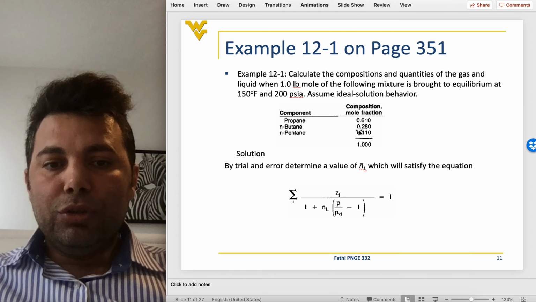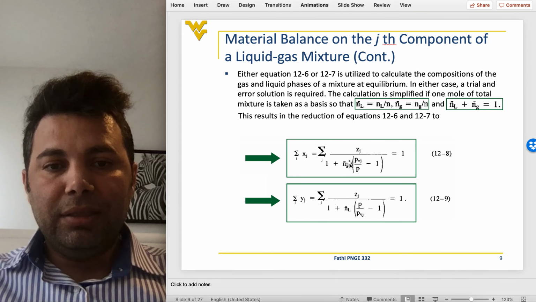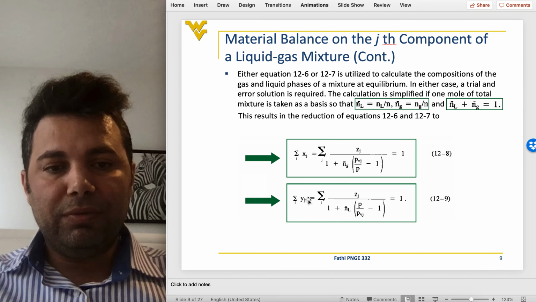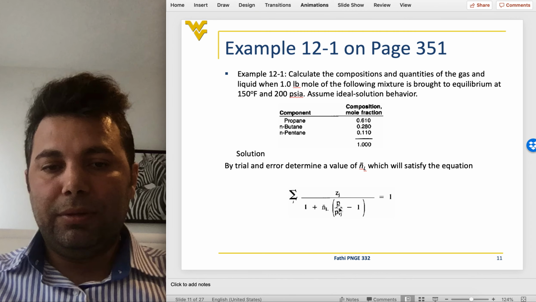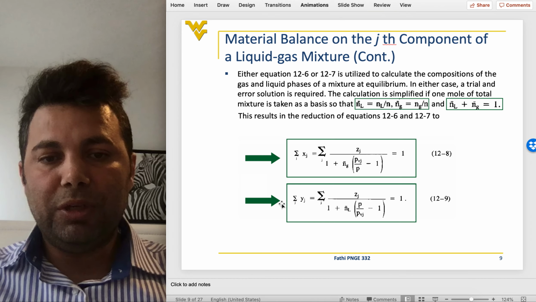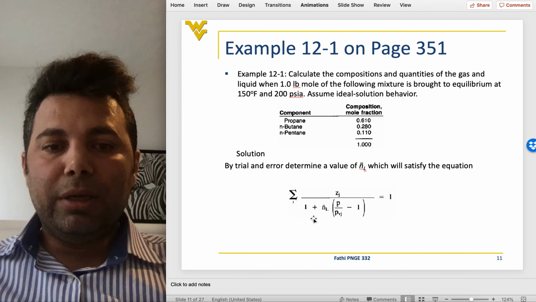Okay. So for this, as I said, I can use either equation 12.8 or 12.9. 12.8 is written for the mole fraction of liquid. 12.9 is written for the mole fraction of gas. So in this example, we have used equation 12.9. So we are solving for mole fractions of the gas. So I write the equation.